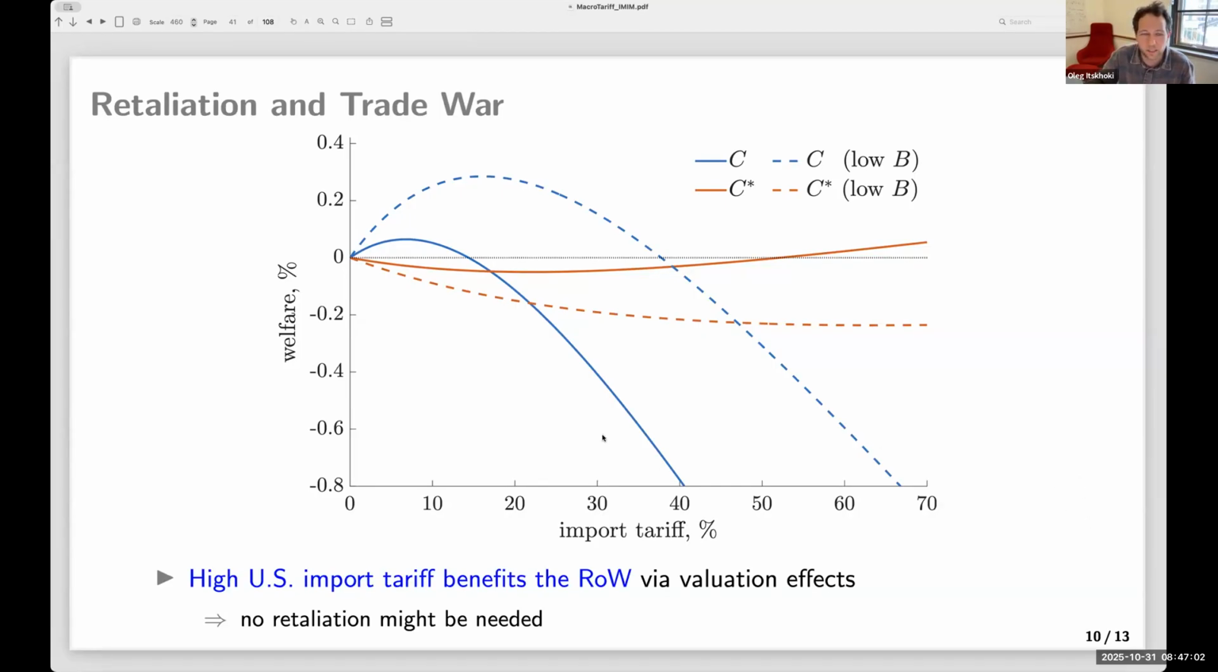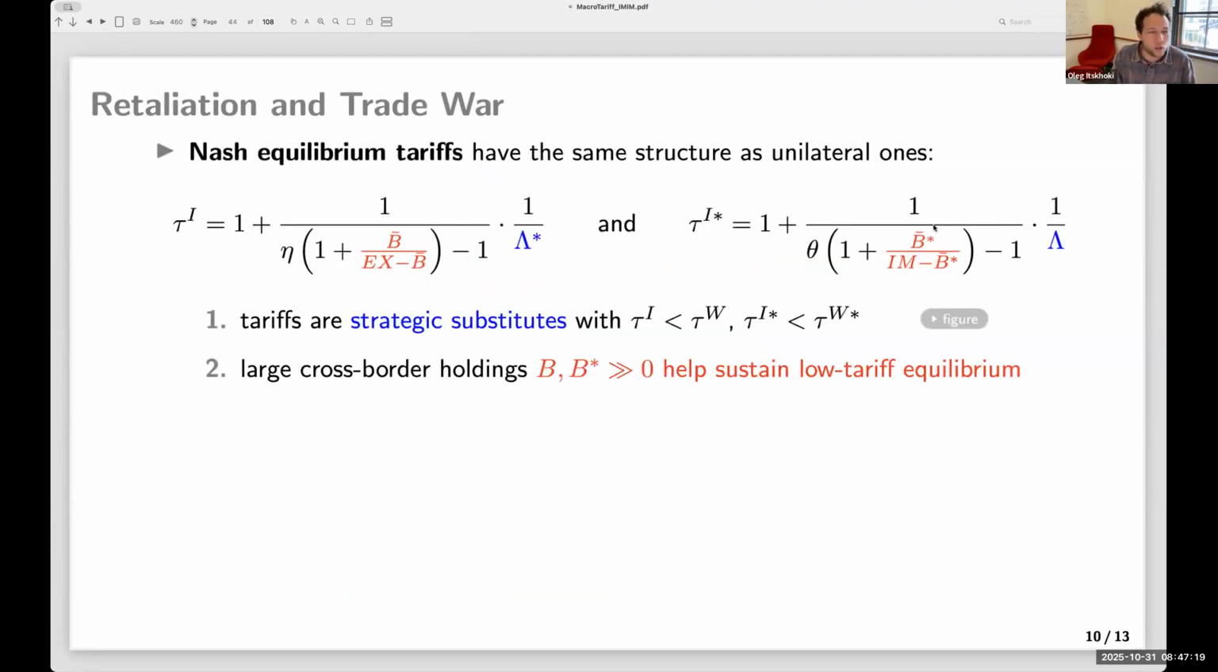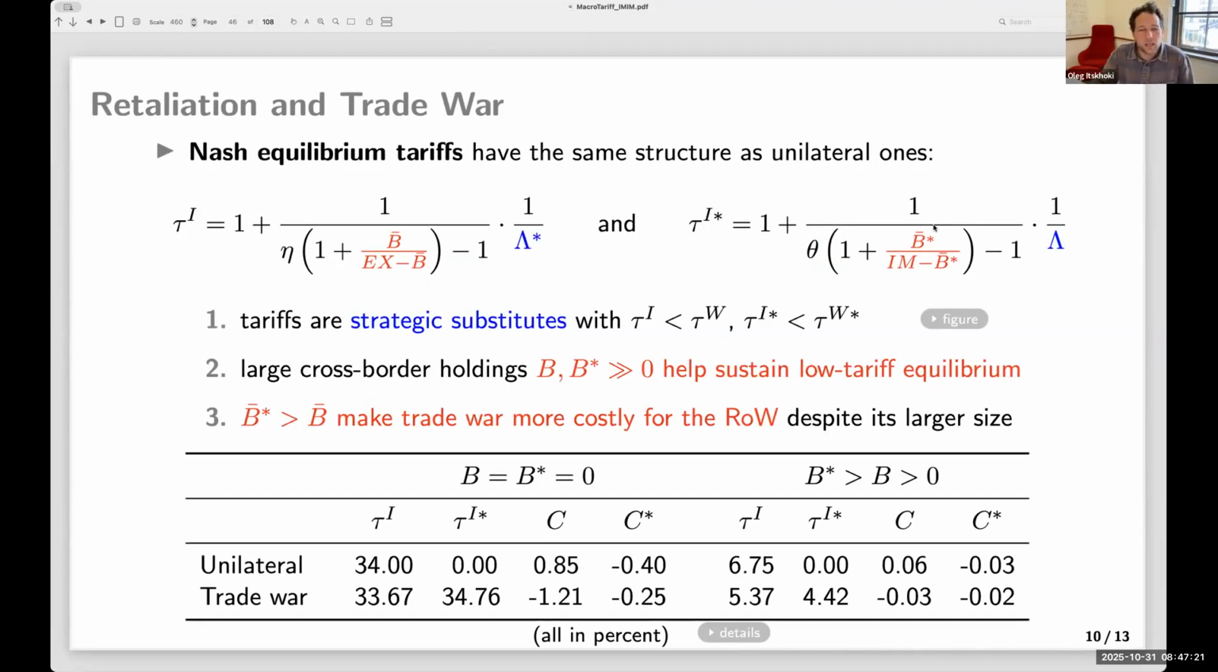Remember, it was 100%. And so the blue curve is welfare. But what's interesting, the rest of the world with big tariffs might be winning because it has a positive valuation effect. And so that could be the reason why the rest of the world is enjoying the valuation effects and doesn't want to retaliate. That's one possibility, right?